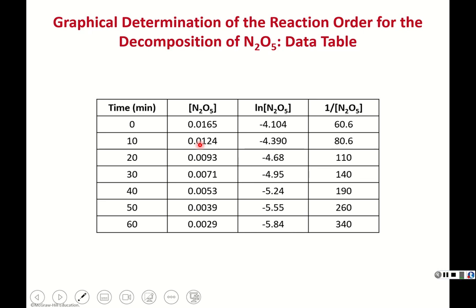So if we're looking at how you would do this experimentally, you'd plot different concentrations versus time, like let's say this is our reactant N2O5. We would plot concentration versus time. You would also plot the natural log of that concentration versus time and 1 over that concentration versus time, and see which gives you a linear fit, and then you would determine whether it's a zero, first, or second order reaction.